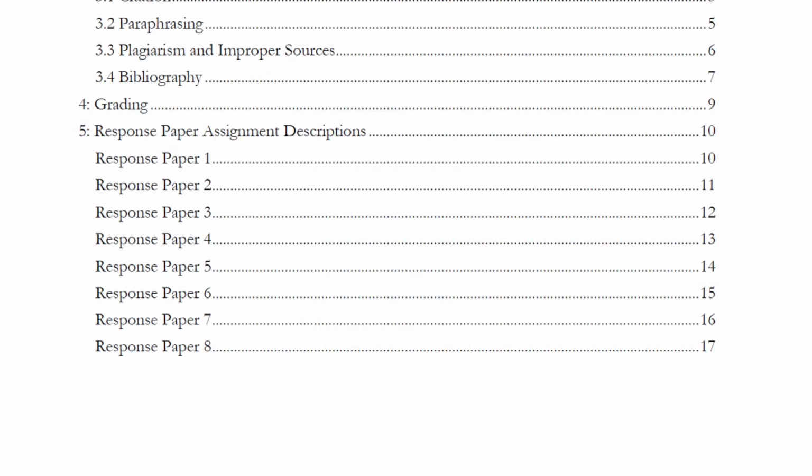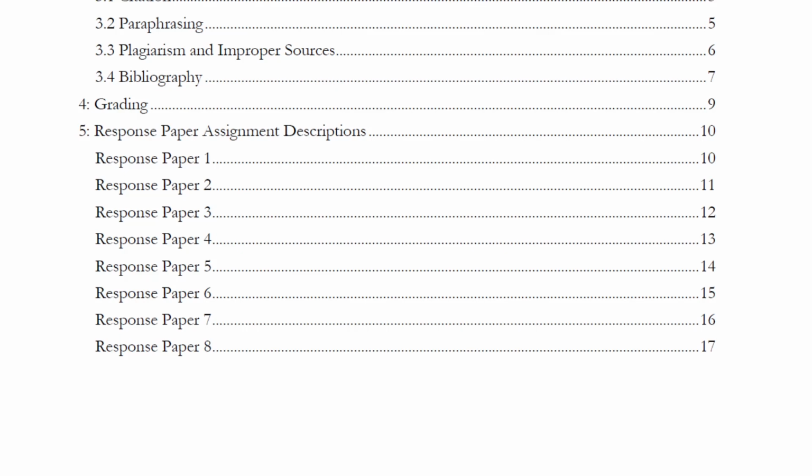The second place you can find the due dates for the response papers is on the response paper guidelines document itself. Currently, you're looking at section 5 of this document in the table of contents. You will notice that there is a separate area of the document devoted to each response paper assignment in the class. All the information you need about response paper 1 can be found on page 10, response paper 2 can be found on page 11, response paper 3 can be found on page 12, etc.